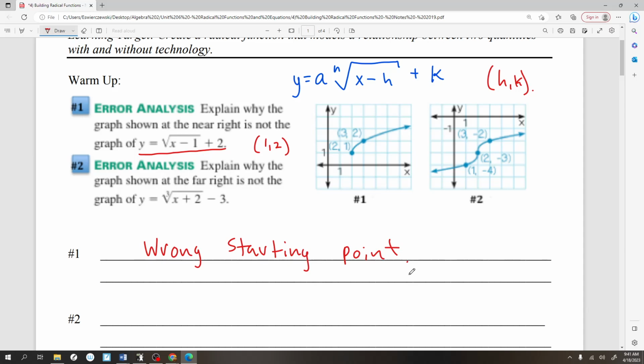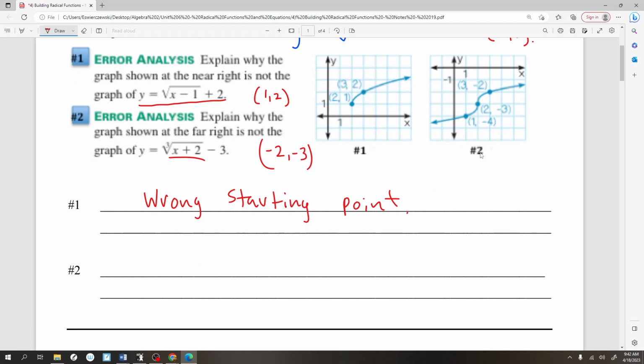Okay, number 2, explain why the graph shown at the far right is not the graph of y equals the cube root of x plus 2 minus 3. So again, this is a common mistake people make: they think the h value is 2. It is negative 2. So this should have a starting or center point, since it's a cube root, of negative 2, negative 3. So again, same sort of issue here. The center point is wrong. So wrong center point.